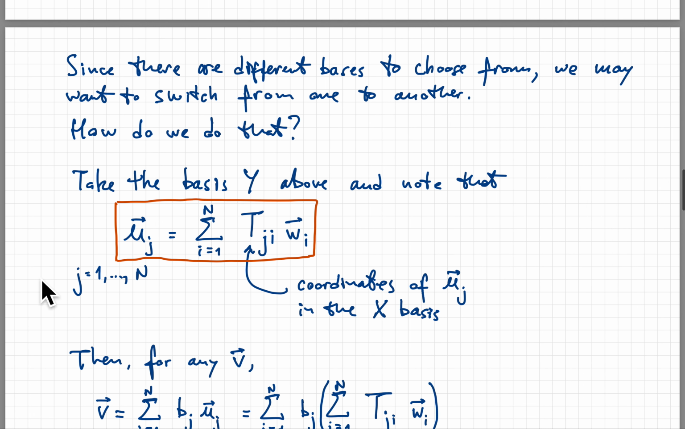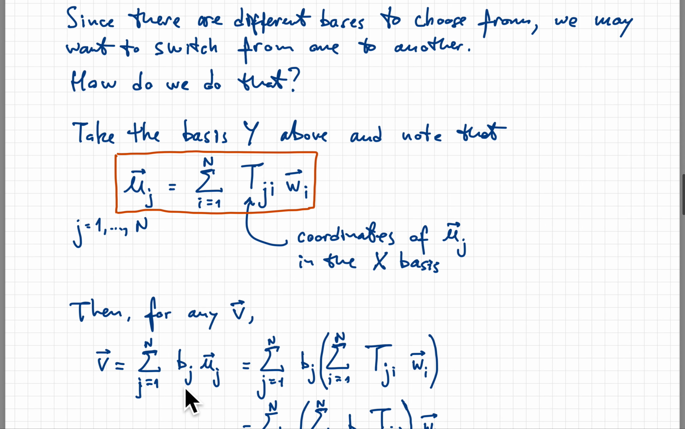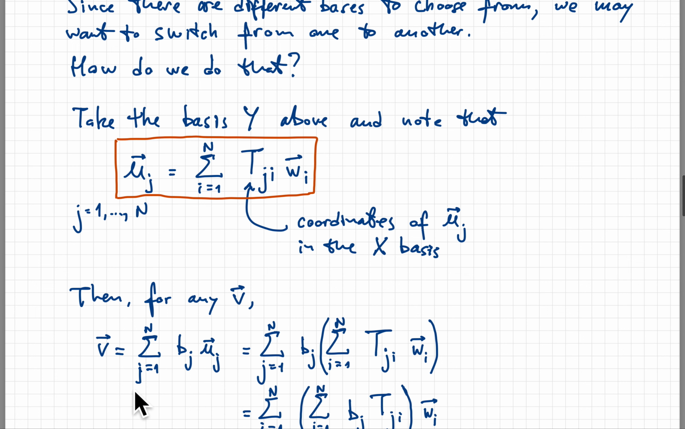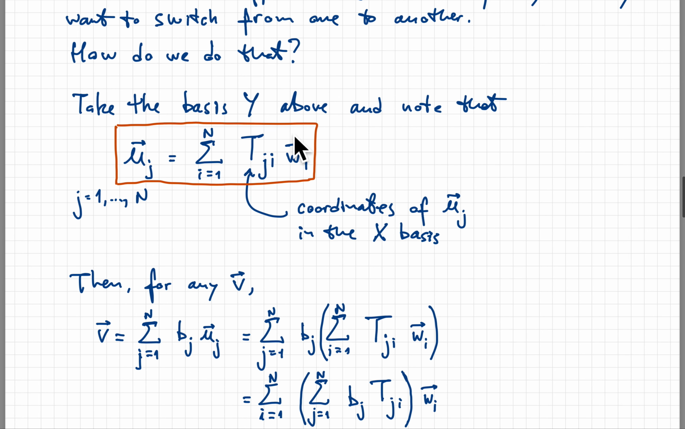And so then for any vector v, we can write it in the y basis in this way, as a sum from j equals 1 to n of the coordinates times u sub j, as we described before. This is simply the expression of v in the y basis. We can go ahead and insert this expression of the one basis in terms of the other basis in here. And so I do that right here.